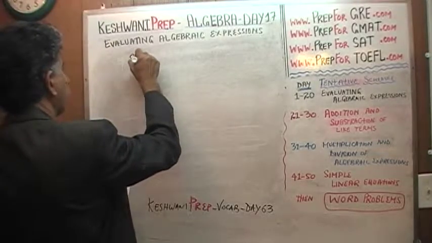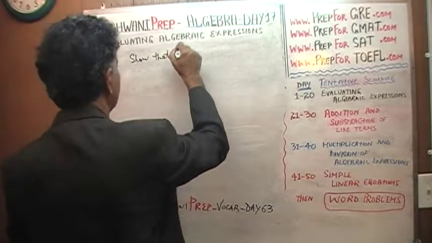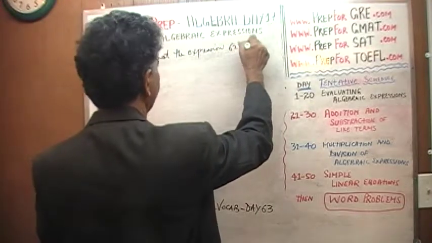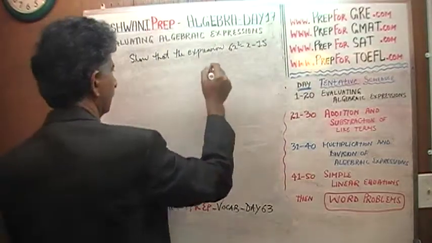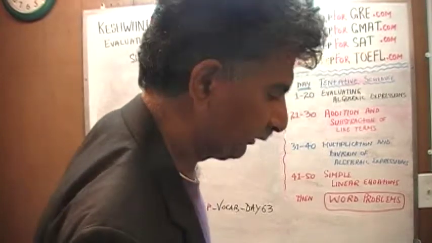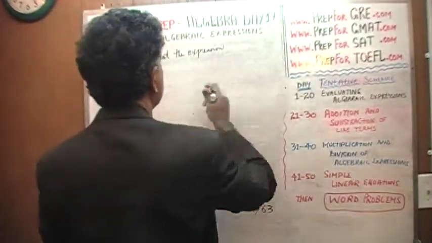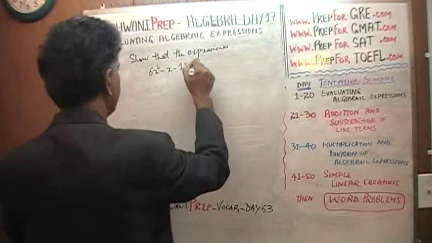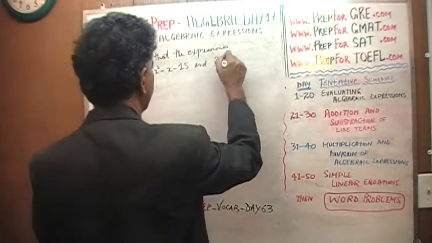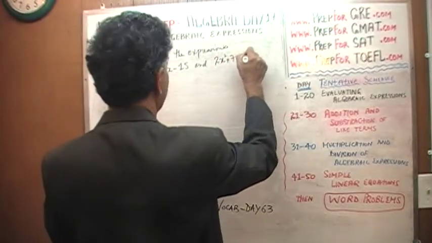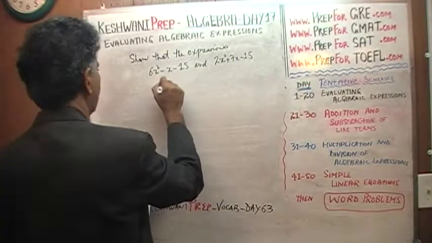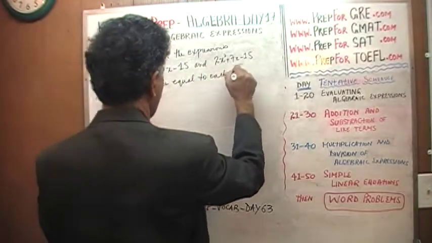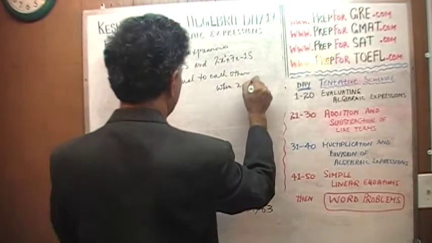Show that the expressions, there are two of them, 6x squared - 6x - 15 and 2x squared + 7x - 15, are equal to each other when x equals 2.